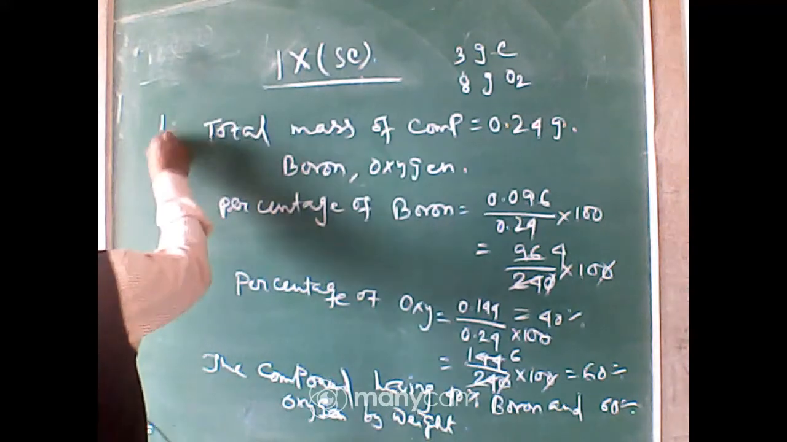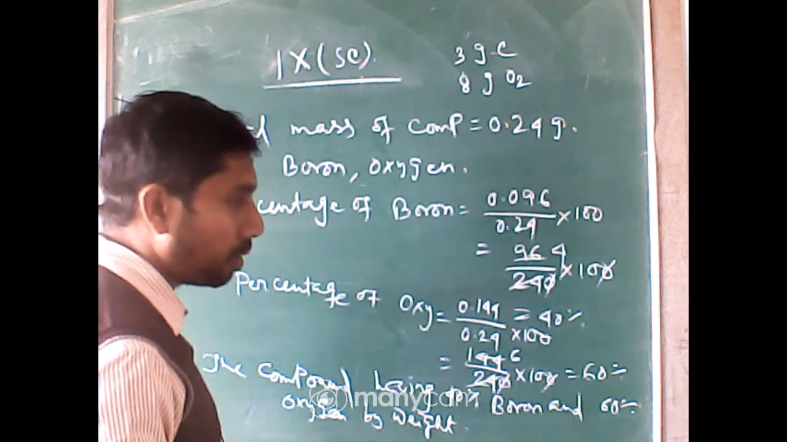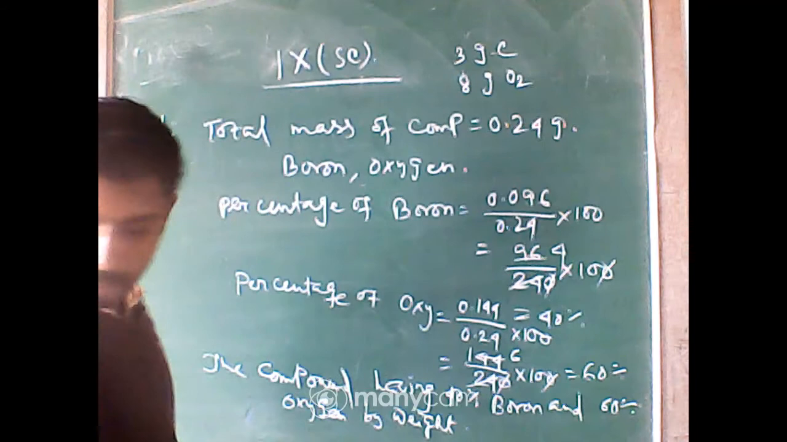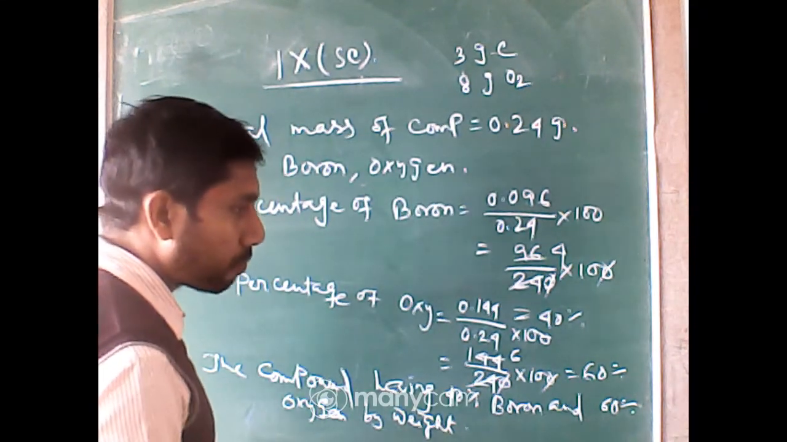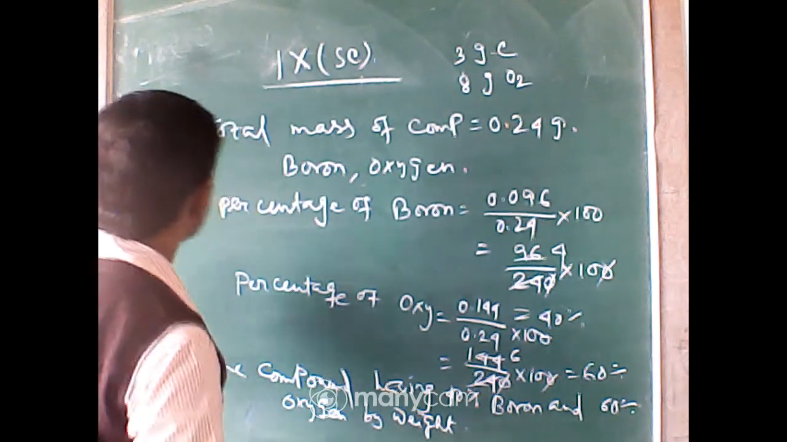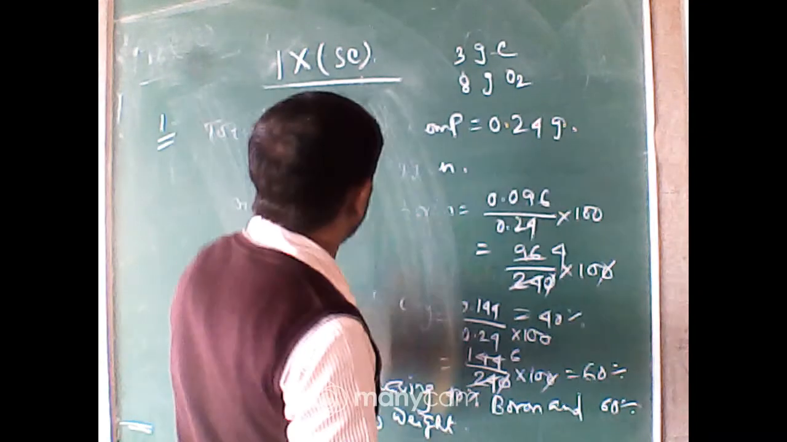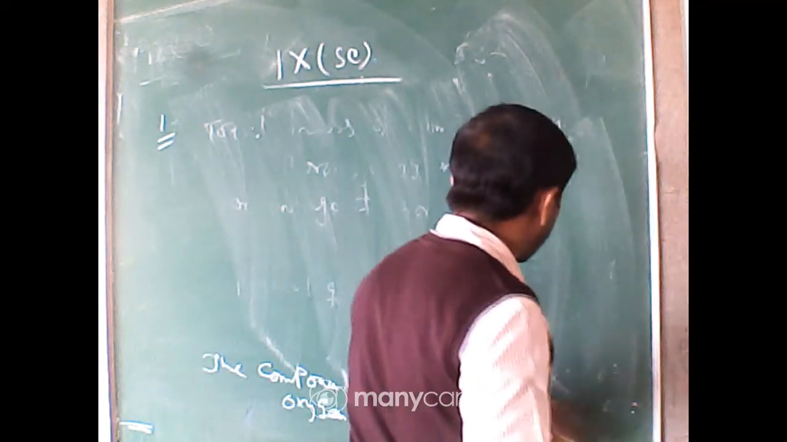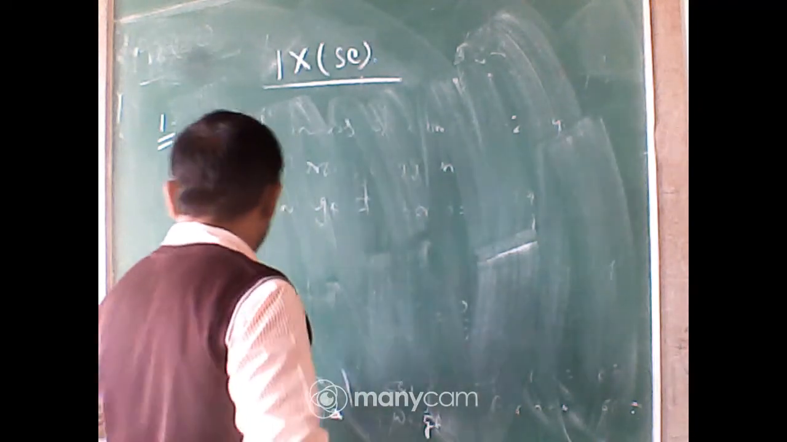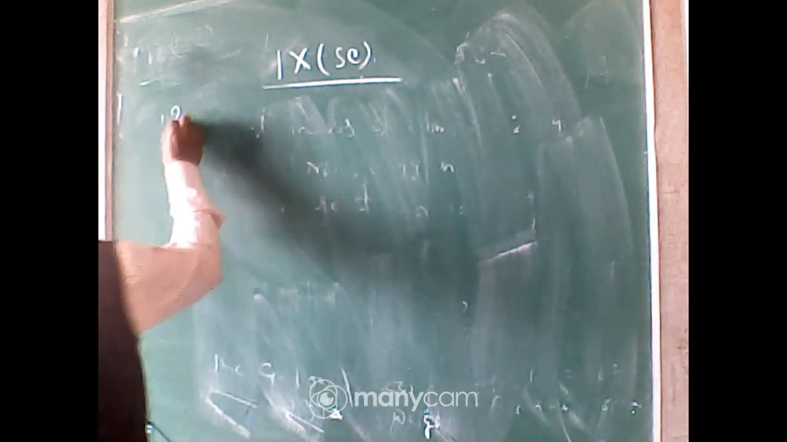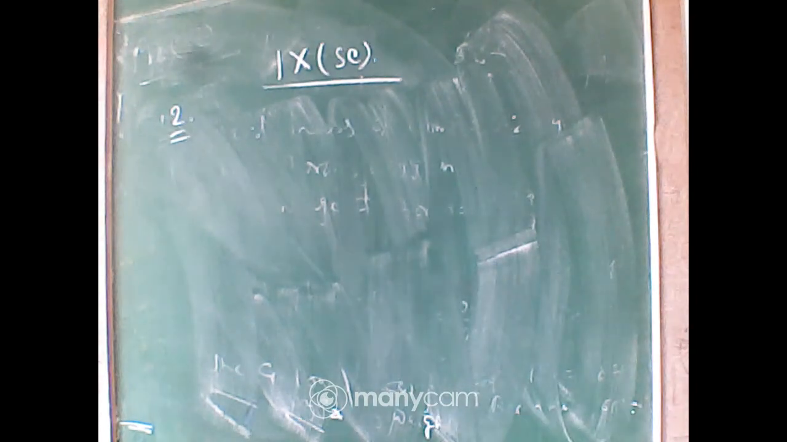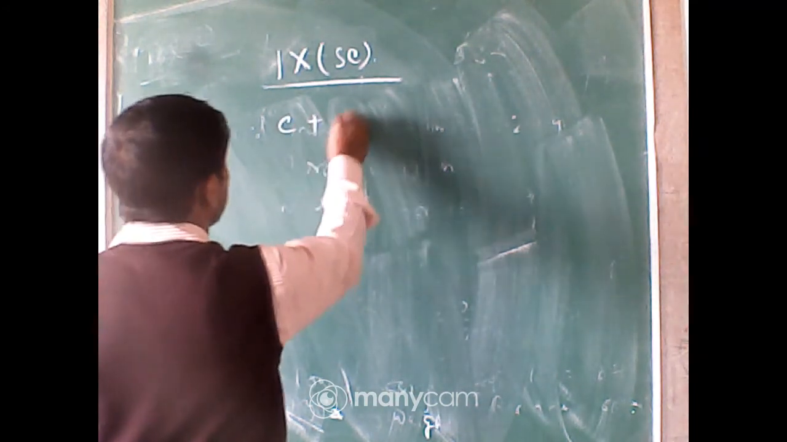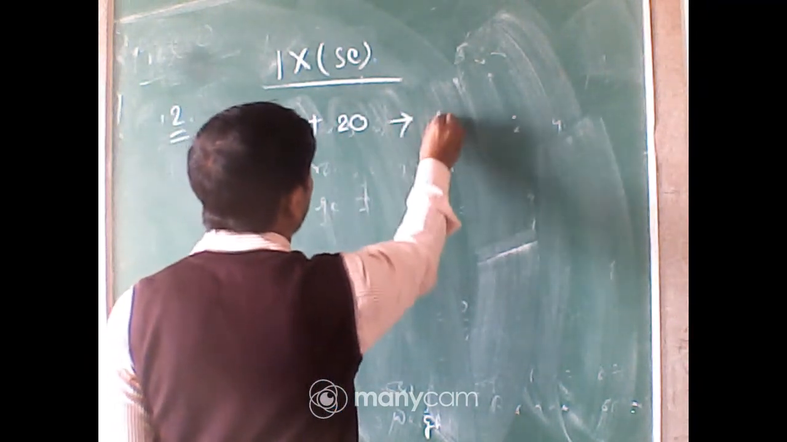This was question number 1. Now question number 2. Let's do the sum, then we will come to the answer. So first of all, carbon reacts with oxygen to form carbon dioxide. We know it. C plus 2O forming CO2.